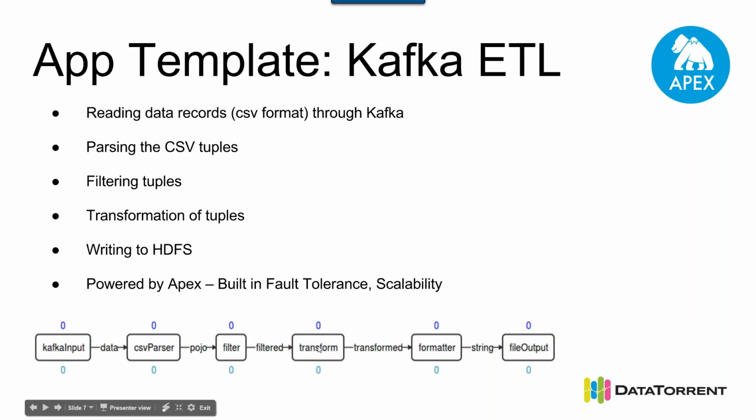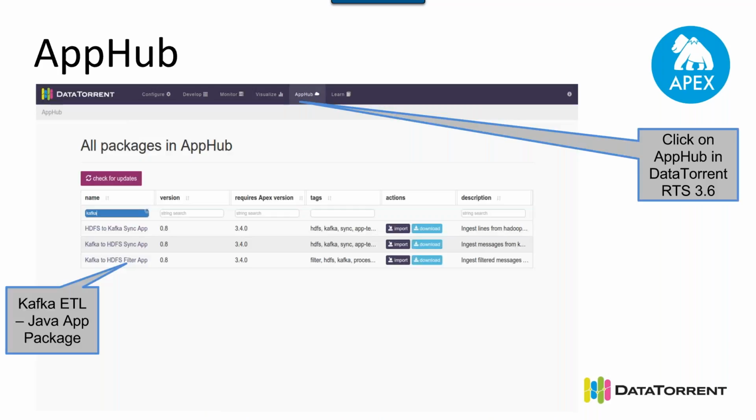After filtering, I want to do some transformation operations. That is, I want to transform whatever records I get, change some fields or add new fields to them based on certain logic. And after transformation, I want to format it again in the form of CSV so that I can write it to a file and refer to it outside this application. So this is the pipeline we are going to discuss today.